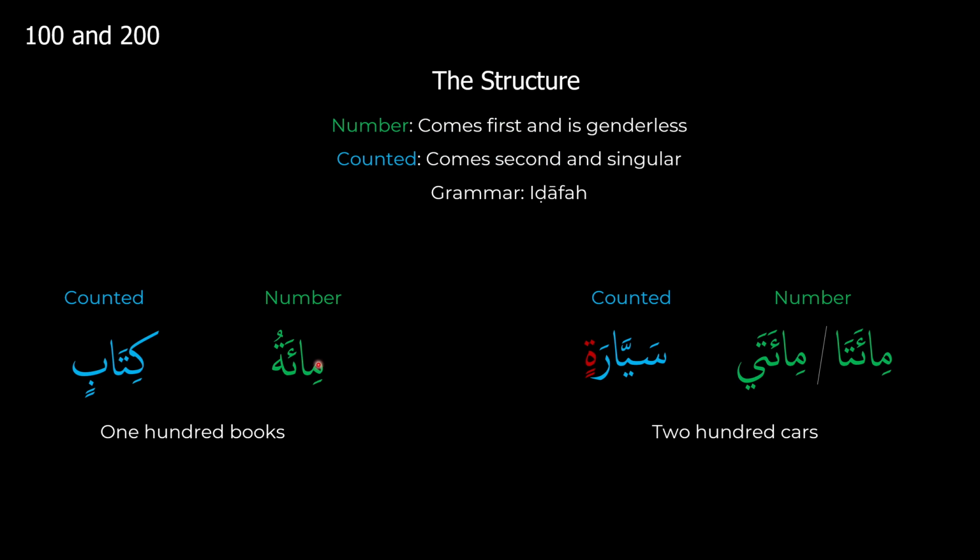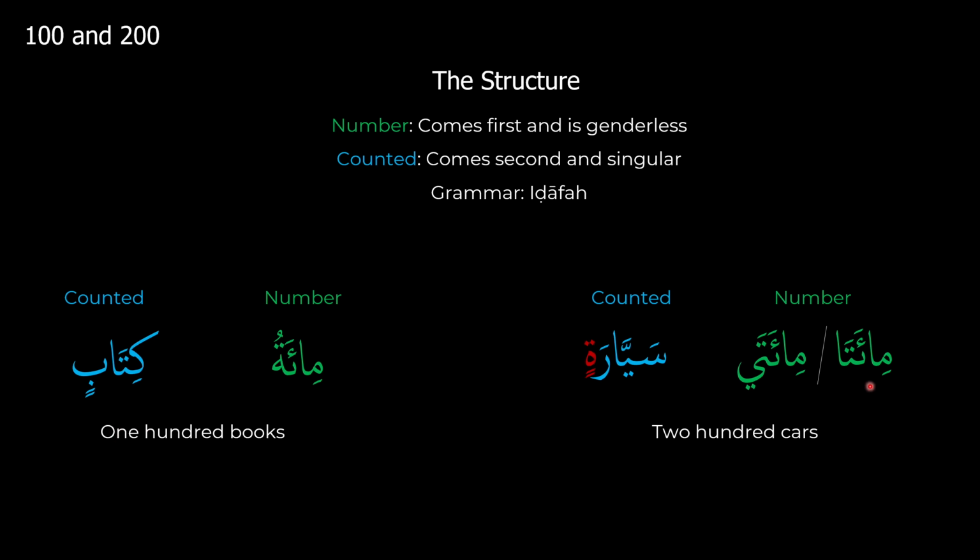So here we have mi'atu kitabin, right? So number comes first and it's genderless. And then we have the counted, and it's going to be in the singular form. And the grammar between these two is idafa. So this is the mudaf, no al, no tanween. And this is the mudaf ilayh, which is going to be in jar. So this is 100 books.